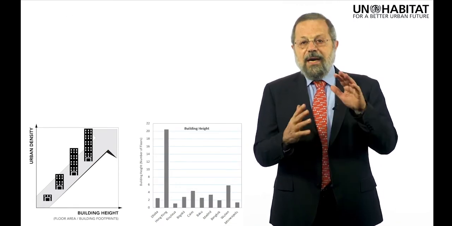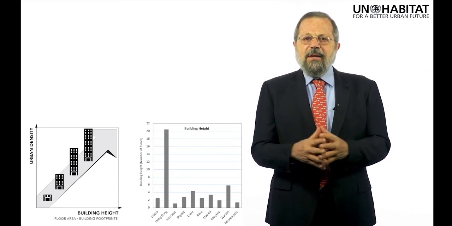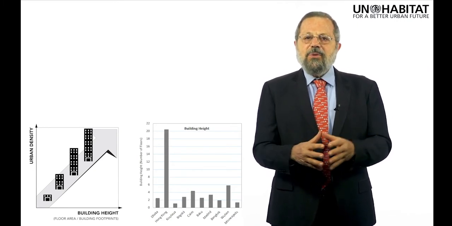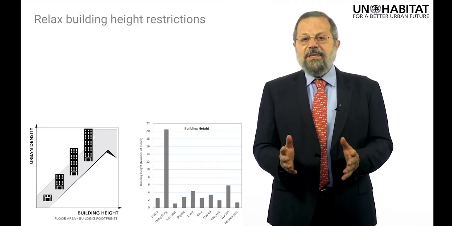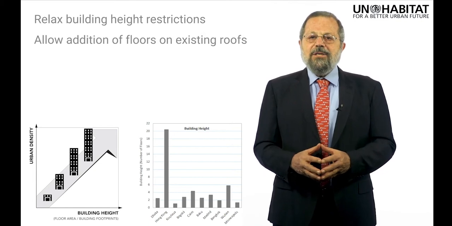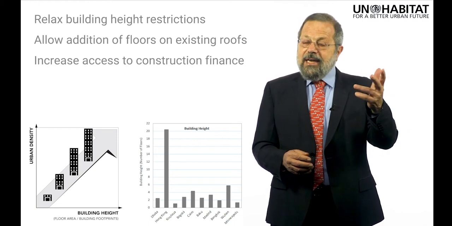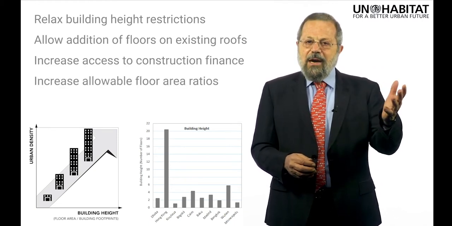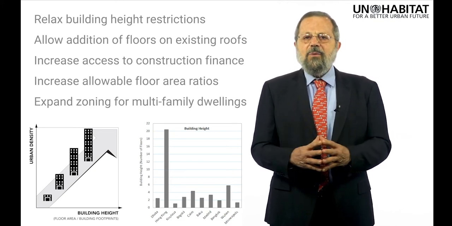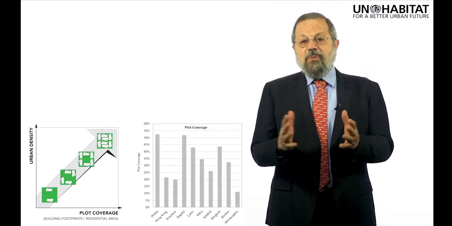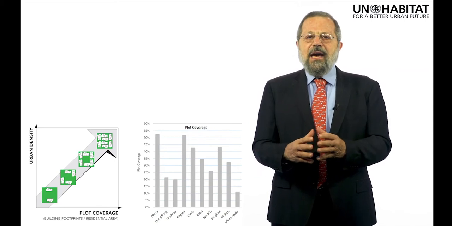We can increase building height by revising regulatory barriers and incentives that prevent the increase of residential floor space with taller multi-story buildings. We can do that by relaxing building height restrictions, by allowing the addition of floors on existing roofs, by increasing access to construction finance, by increasing allowable floor area ratios, and by expanding zoning for multifamily dwellings.